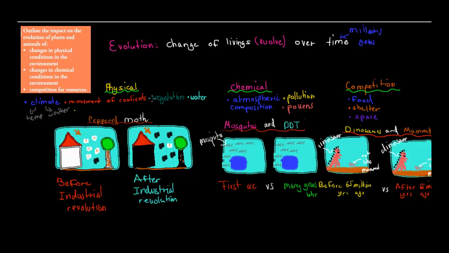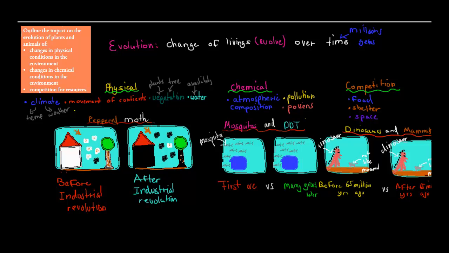Movement of continents. Remember, continents themselves actually move. Vegetation, that would be plants and trees, like what kind of plants there are. Is it rainforest or is it more bush? And then we have water, which talks about the availability of water, how much water we have, is it a dry or wet continent, anything like that.